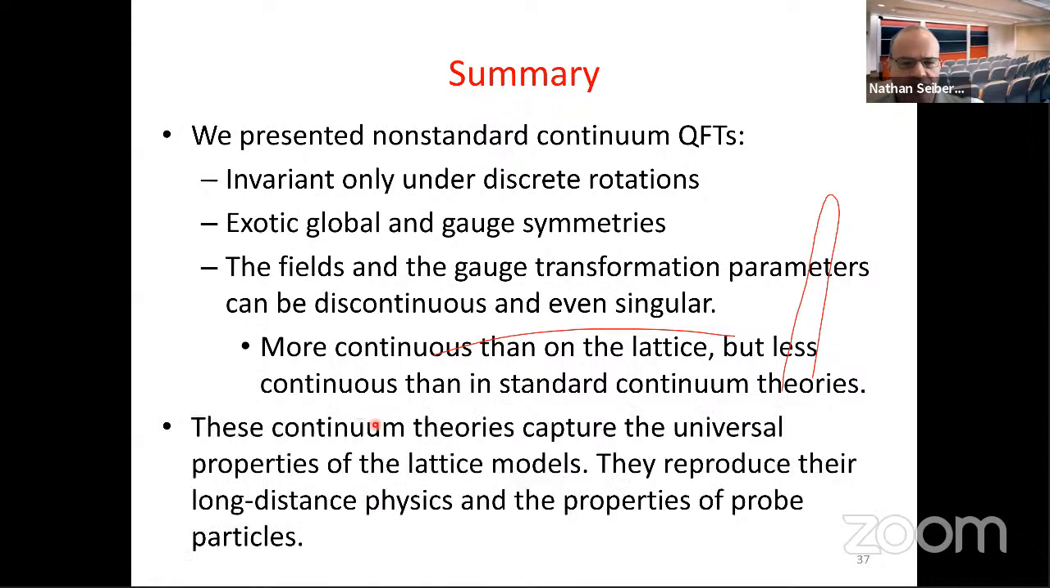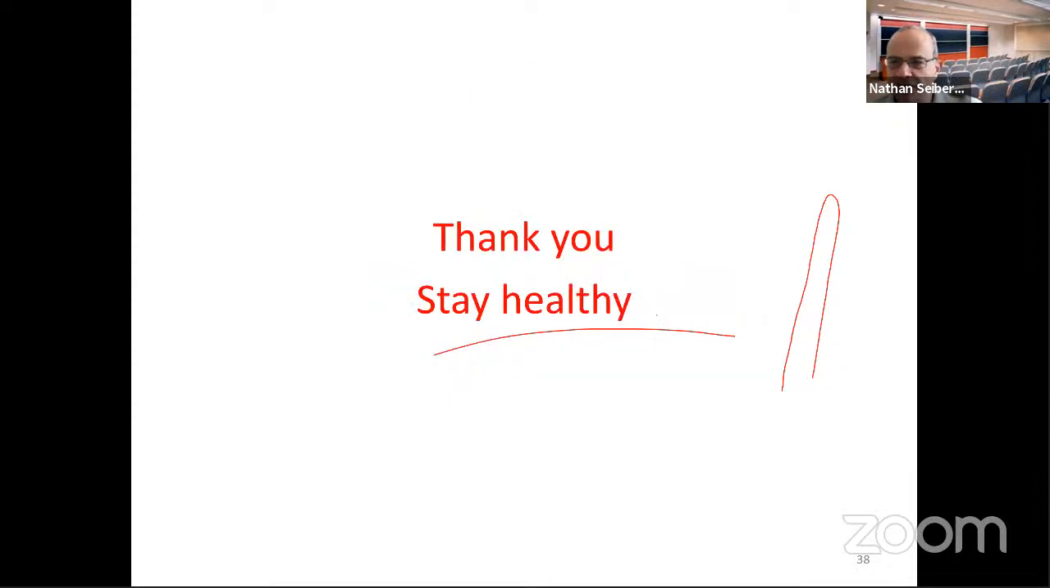And these continuum field theories manage to capture the universal behavior of the lattices. So they do the job. They reproduce the long distance physics, they reproduce the ground state degeneracy, and they reproduce the properties of both particles and their restricted mobility. So I'm out of time, so I'll thank you and please stay healthy. Thank you.